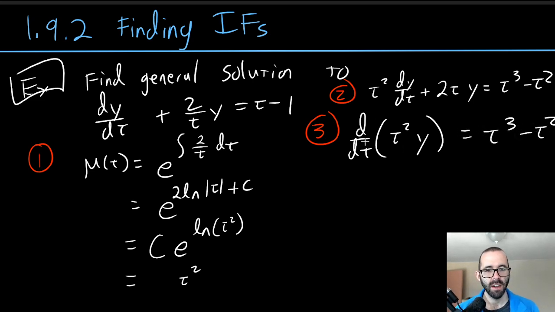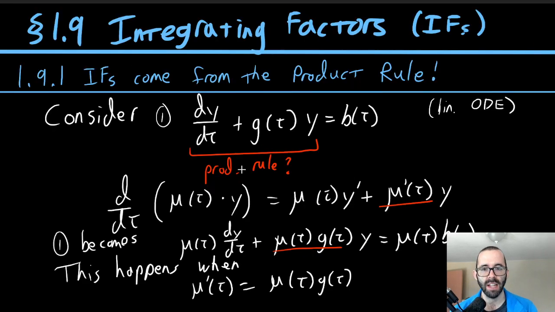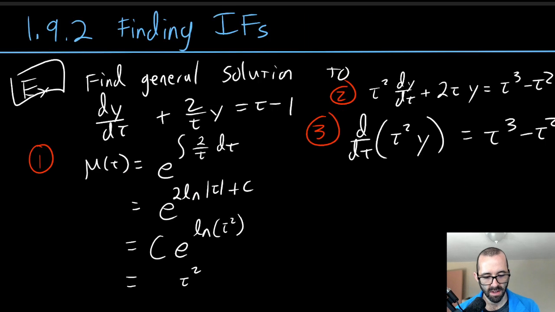Check it out. Derivative of the first, 2t, times the second, which is y. Have that right here. Plus the first times the derivative of the second. Have that right here, right? The whole point of integrating factors is to get the product rule. That's what we derived kind of in the last video.